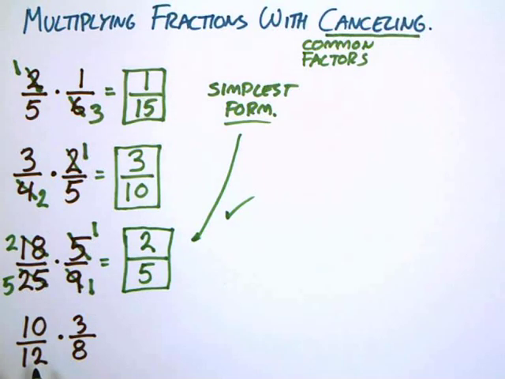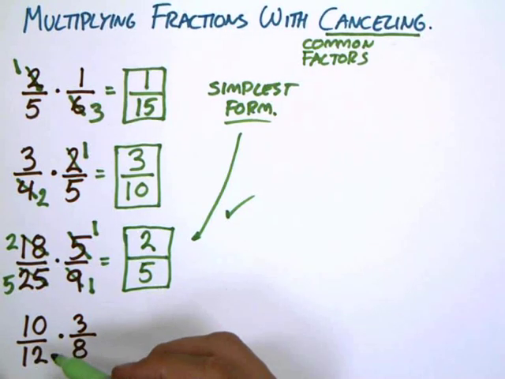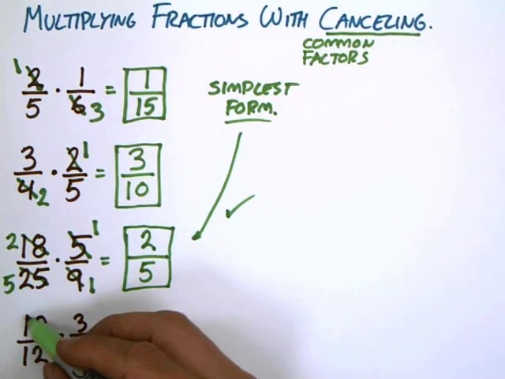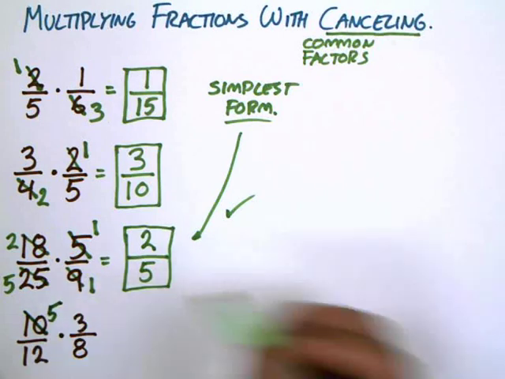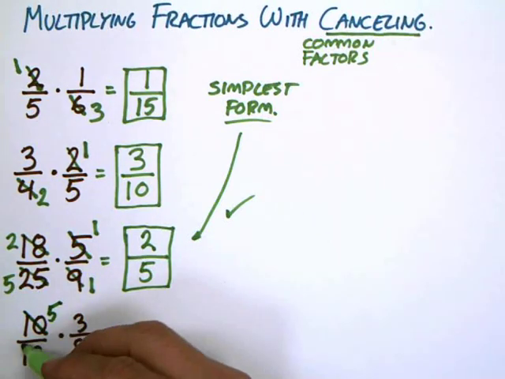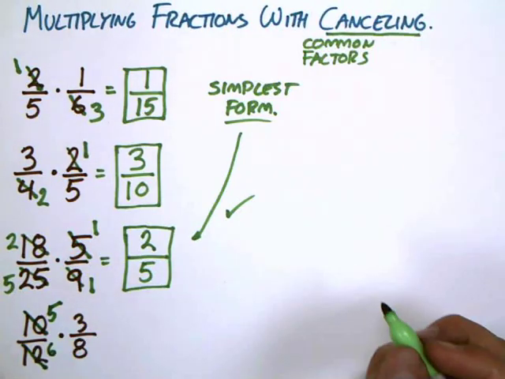All right, my last example right here. I have a 10 and a 12 and a 3/8. Well, if I look at the 10 and the 12, I realize 10 and 12 are both even numbers. So I'm going to go ahead and cancel something right now before I even multiply. I'm going to cancel the 2 out of the top. That's going to become 2 times 5, so I just have the 5 left. And I'm going to cancel the 2 out of the bottom, and that's going to be 2 times 6.